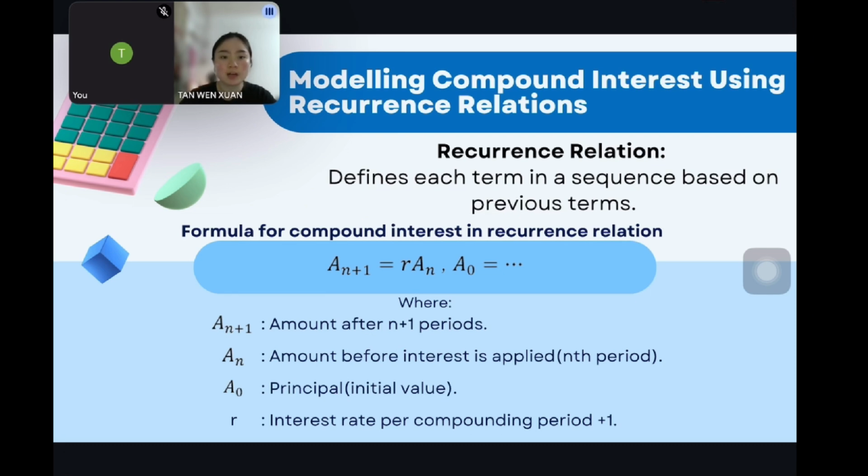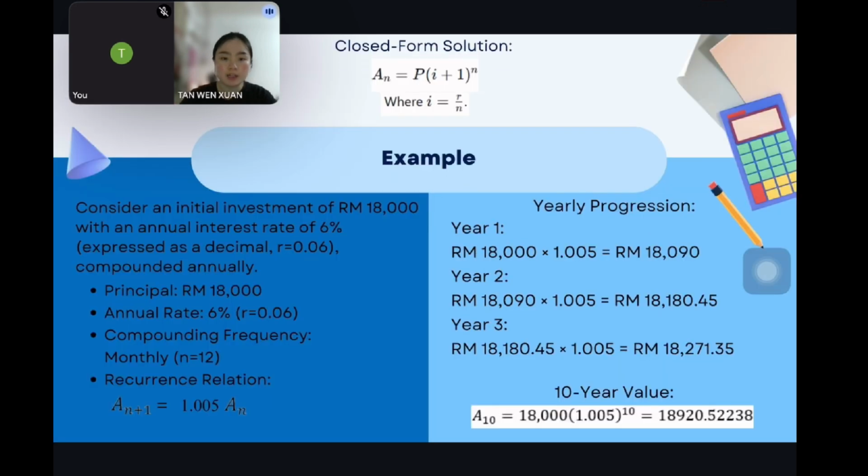The recurrence relation for compound interest can be expressed as shown in the slide, where A(n+1) is the value after a period and R is the growth factor, derived from the interest rate and compounding frequency. For more direct calculation, we can derive the closed form solution.